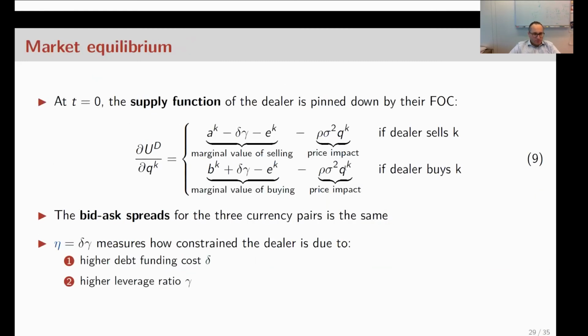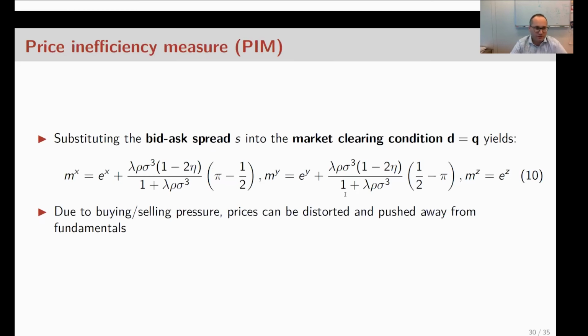Now, what we can do is derive the supply function for the dealer. It's quite intuitive, but in the interest of time, I should probably hurry up a little bit and move to this equation here. So once we have established the market clearing, we can solve for the different prices, in particular the mid quotes, and then the bid-ask prices as well.